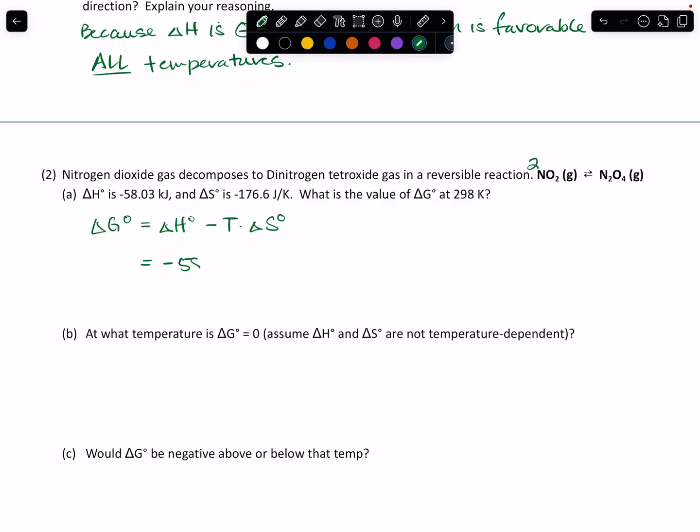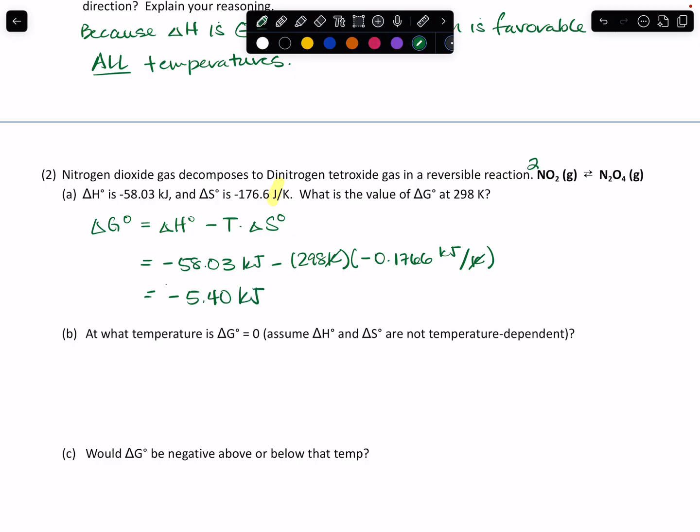All right, so negative 58.03 kilojoules minus, all right, we're at 298 Kelvin. Now again, you've got to watch these units. We've got joules in there for entropy. So I'm going to put in negative 0.1766 kilojoules per Kelvin. So that's going to fix my unit issue. Those kilojoules are going to cancel. We're going to finish the math and we're going to get a value here of negative 5.40 kilojoules.